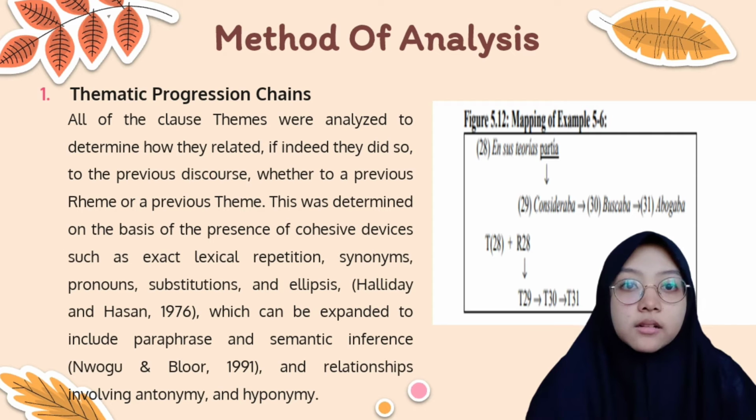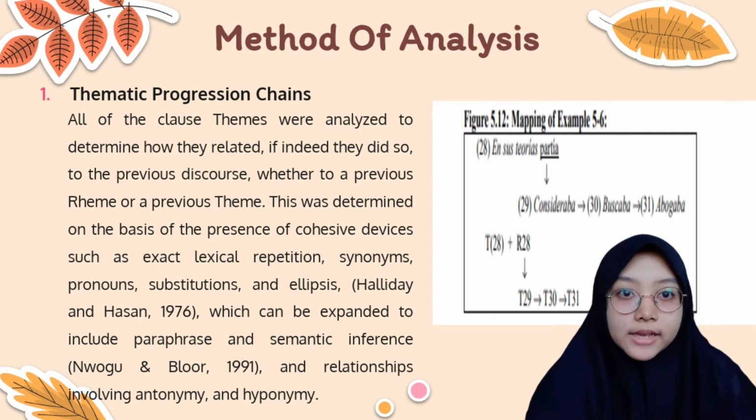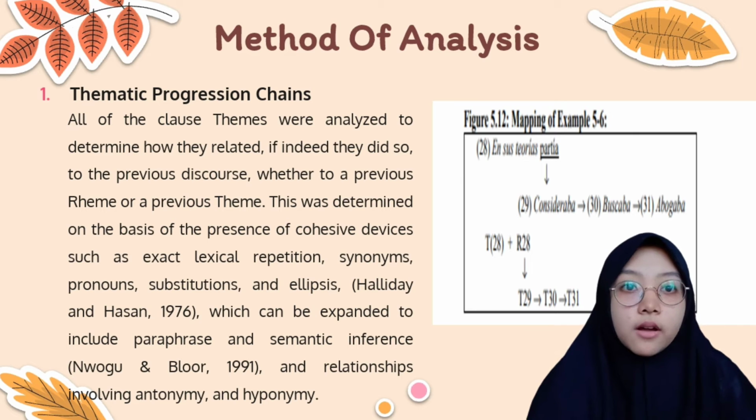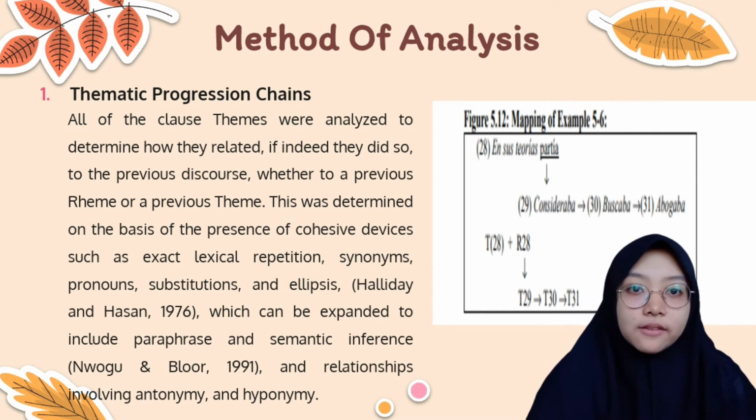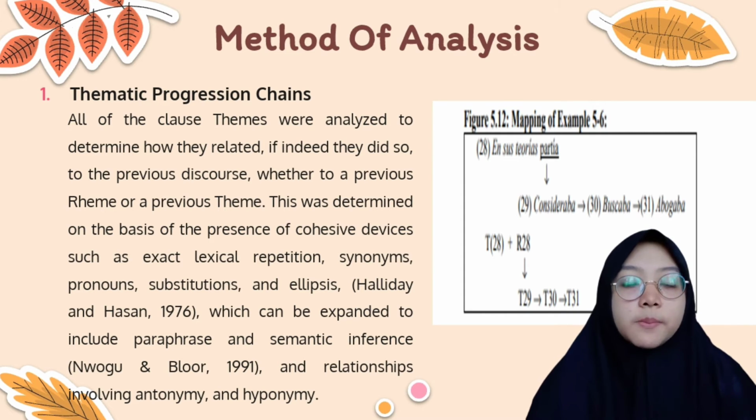Thematic progression chains: all clause themes were analyzed to determine how related, if indeed they did so, to the previous discourse, whether to a previous rheme or previous theme. This was determined on the basis of the presence of cohesive devices such as exact lexical repetition, synonyms, pronouns, substitution, and ellipsis, which can be expanded to include paraphrase and semantic inference, and relationships involving anatomy and hyponymy. This is the example of thematic progression chains in Spanish, where rheme 1 will be contained in the next theme 2, then 3 and 4.